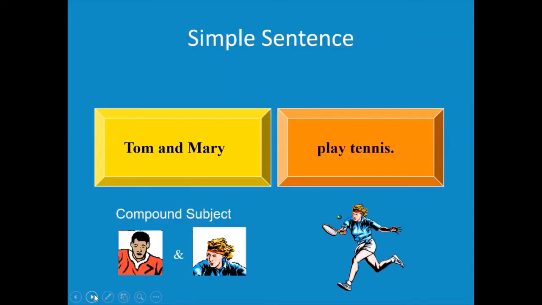Here's another example. Tom and Mary play tennis. Now here, Tom and Mary has become a compound subject. Compound subject means the sentence has more than one subject. Here, it says Tom and Mary. Tom is one subject, Mary is one subject, and they are both performing the action mentioned in the sentence, play tennis. Therefore, Tom and Mary becomes a compound subject.